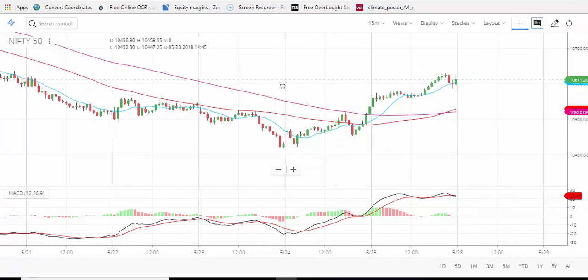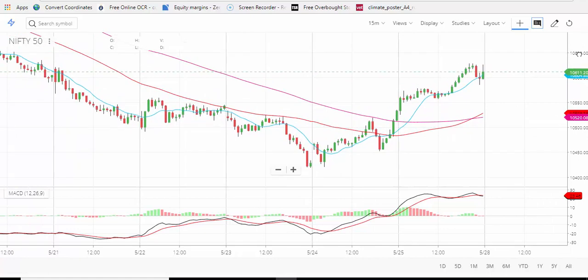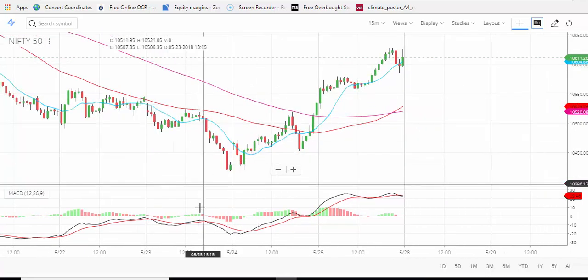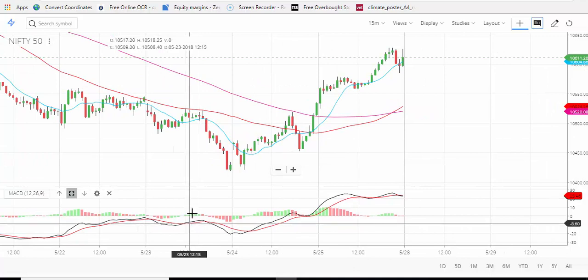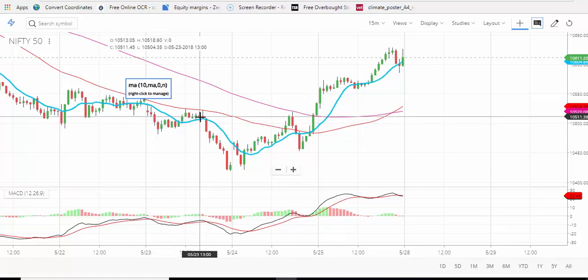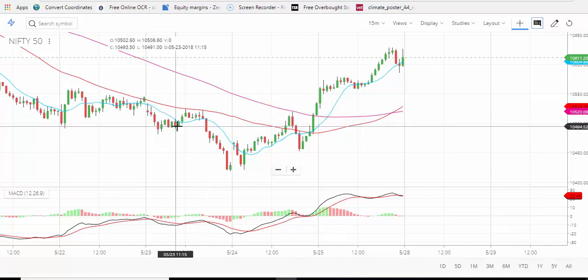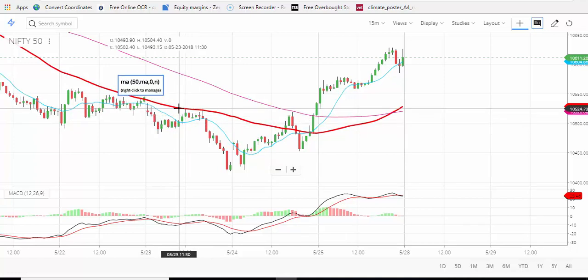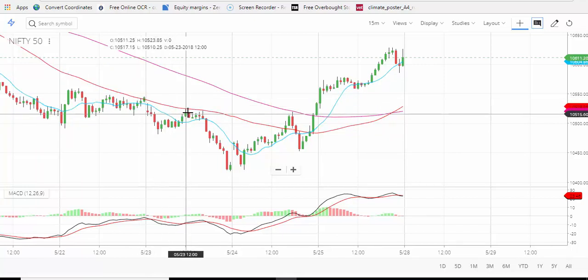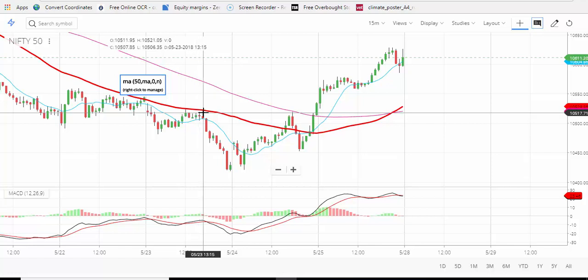See, there are two things. First we will check the moving average, and second we will check the MACD crossover. At this level the price is just near the 10 moving average. Initially it was below the 10 moving average, now it has come up, but you can see the 50 moving average is here and it is tested over here. Previously also it was tested over here, so it started moving downwards.